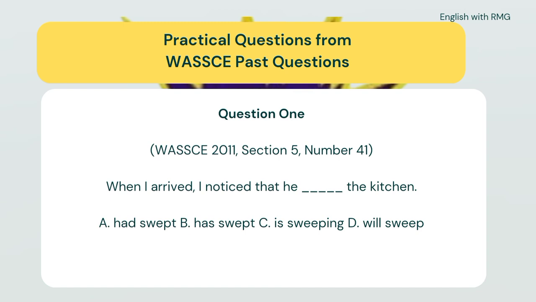When I arrived, I noticed that he dashed the kitchen. A. Had swept. B. Has swept. C. Is sweeping. D. Will sweep. I told you the first thing to do, pay attention to the time. And then you pay attention to the first clause tense as well, so that you can know the implication of it on the second clause tense.